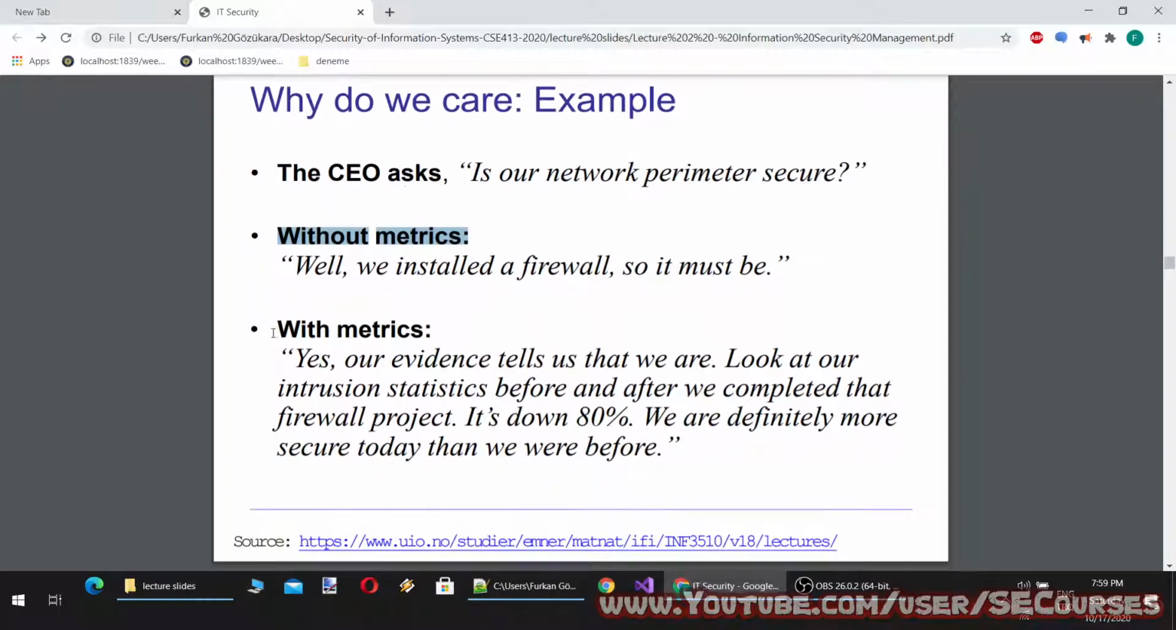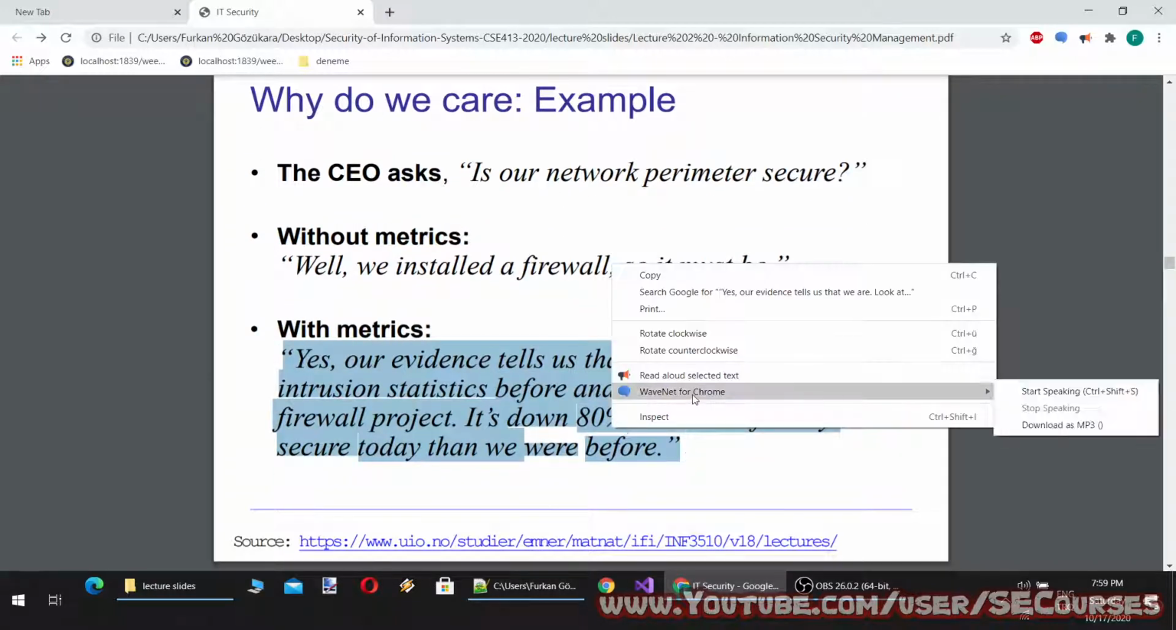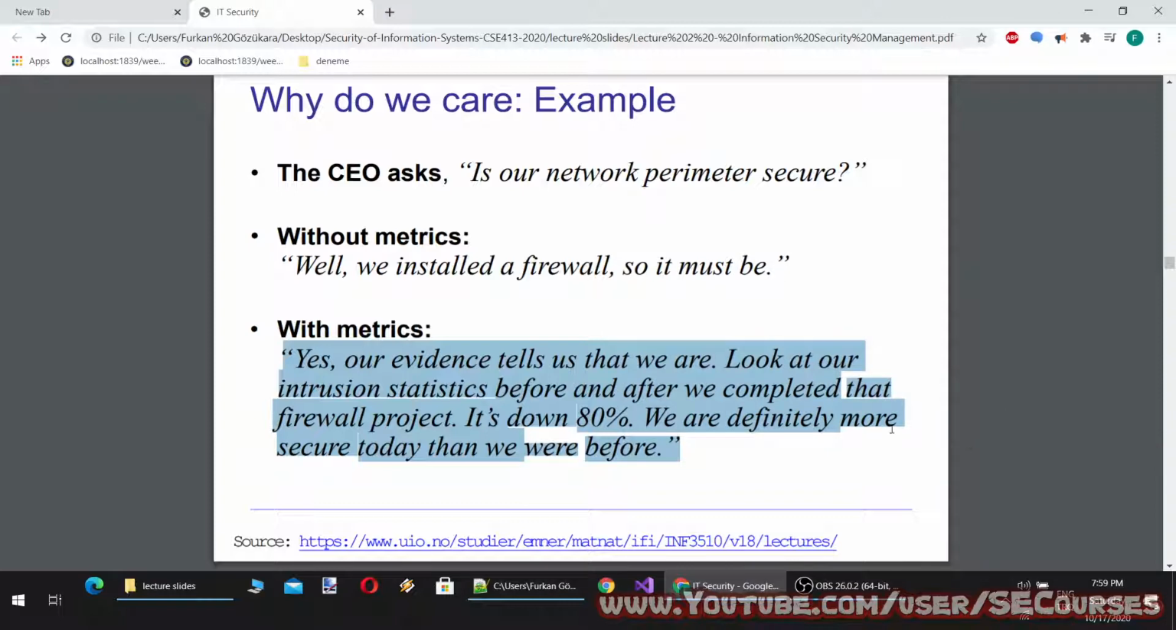However, with metrics, yes, our evidence tells us that we are. Look at our intrusion statistics before and after we completed that firewall project. It's down 80%. We are definitely more secure today than we were before. So you would have something solid to check or compare, to know how much more secure your system is now than before, or how insecure it still is.